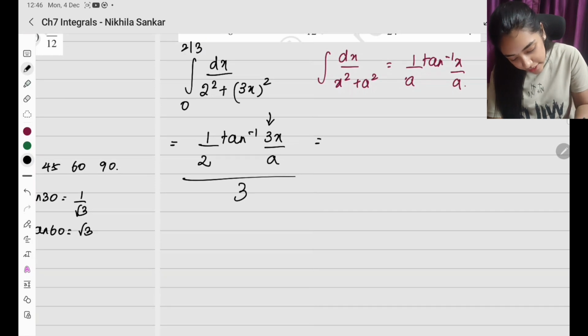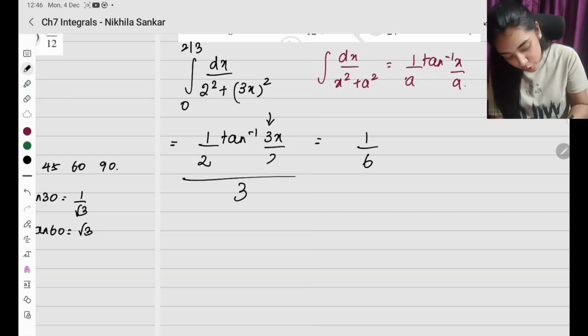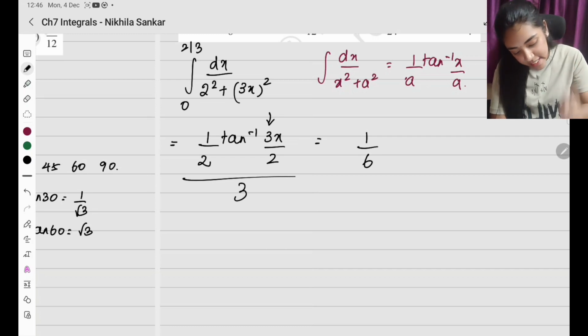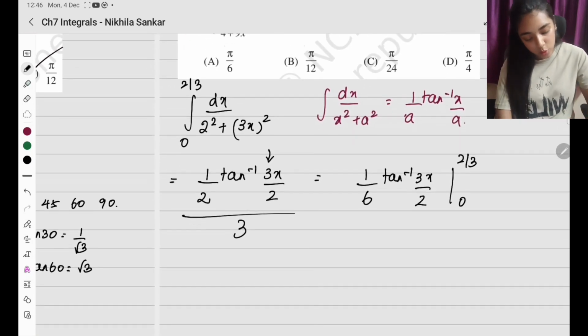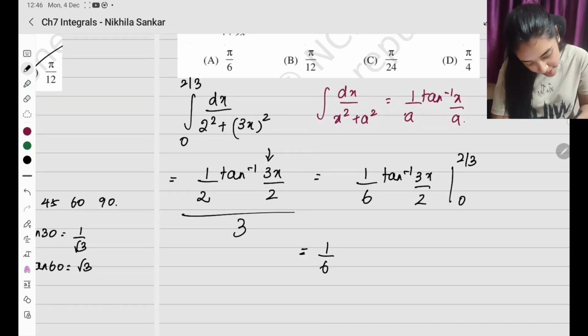When I simplify, I have 1 by 2 into 3, which is going to be 6. And the value of a is going to be 2, so here I put 2. So 1 by 6 times tan inverse of 3x divided by 2. Now I need to put the limit. So 0 to 2 divided by 3, upper limit, lower limit. So now when I take 1 by 6 outside, I have tan inverse of 3 by 2 times 2 by 3.